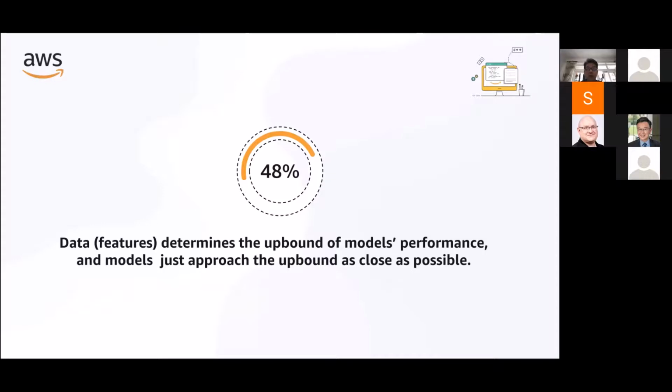This made me think about this slogan. In the machine learning domain, we have a tenet that the data determines the upper bound of the model's performance, and our models just approach the upper bound as closely as possible. When we go to the graph domain, I would like to change this to: the information of the graph determines the upper bound of the model performance, and our GNN model or other graph-related models can just approach the upper bound as closely as possible.